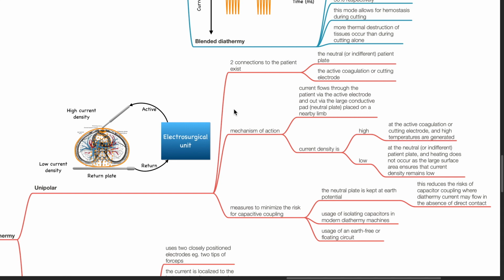Current density is high at the active electrode and high temperatures are generated there. Current density is low at the neutral patient plate and heating does not occur as the large surface area ensures that current density remains low.